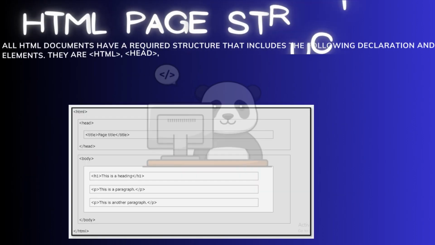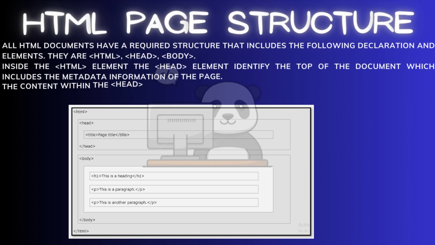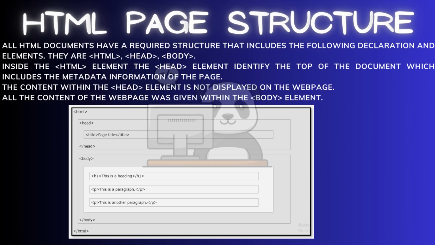HTML page structure. All HTML documents have a required structure that includes the following declaration and elements. They are <html>, <head>, <body>. Inside the <html> element, the <head> element identifies the top of the document, which includes the metadata information of the page. The content within the <head> element is not displayed on the web page. All the content of the web page is given within the <body> element. Refer to the diagram below for the basic structure.